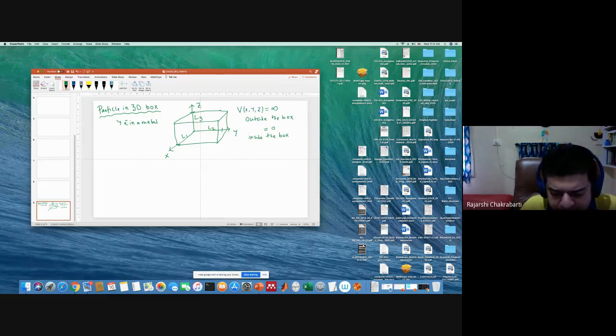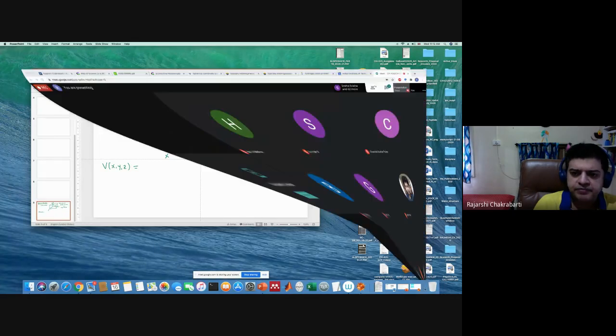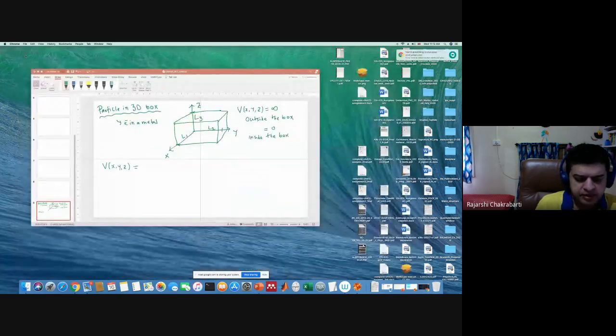We'll make our problem slightly easier by assuming my potential is written as a sum of three potentials. I write V of x, y, z as a sum of three potentials, like V of x plus V of y plus V of z.